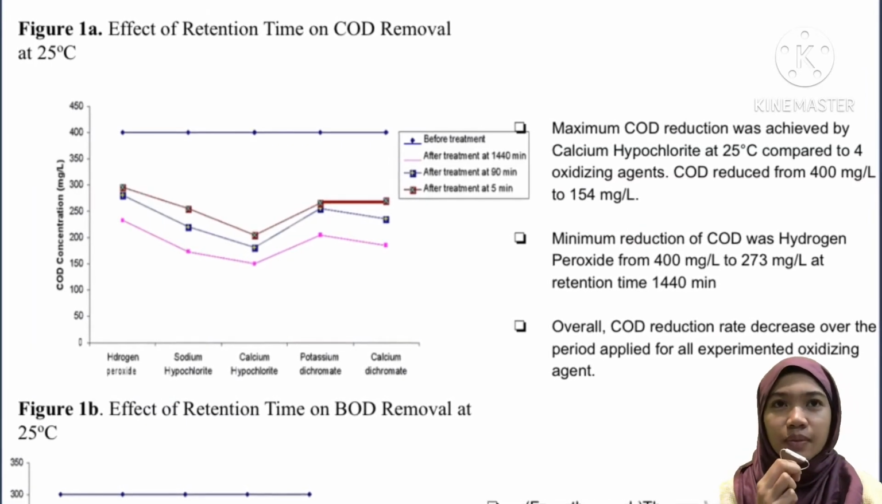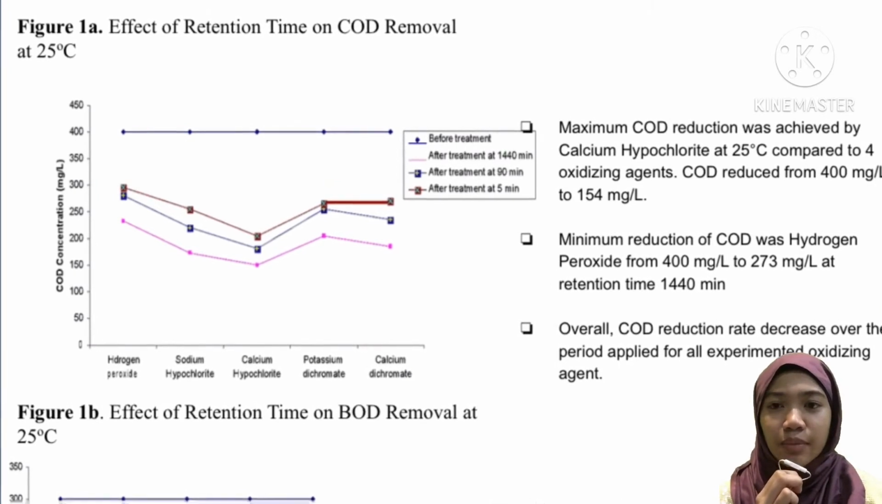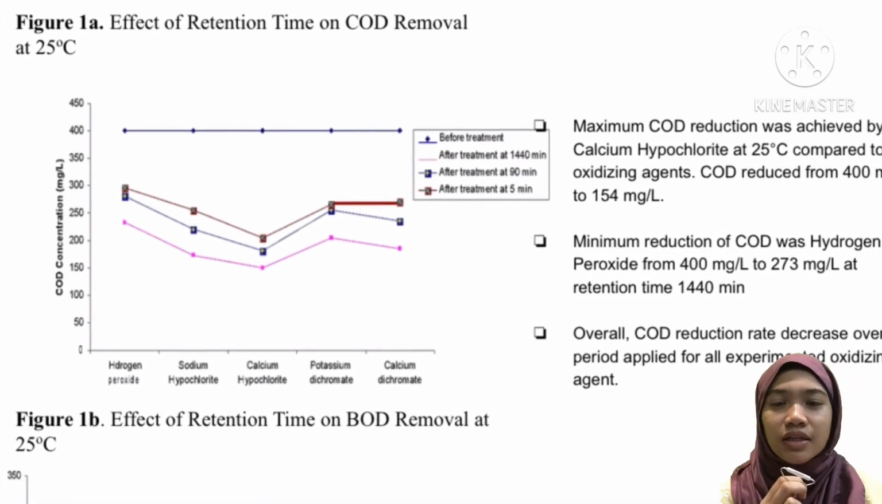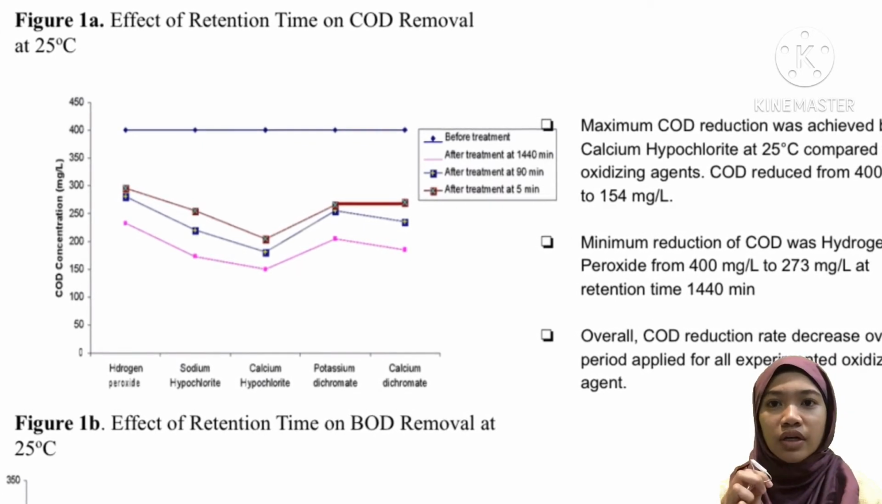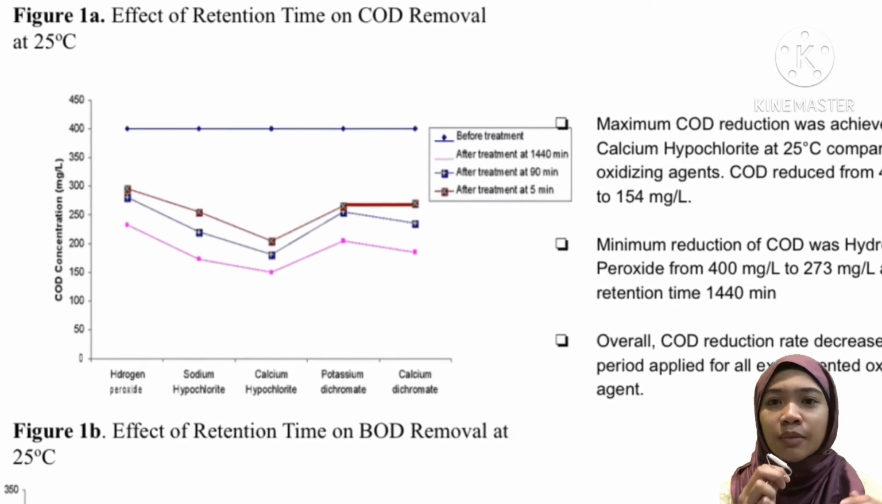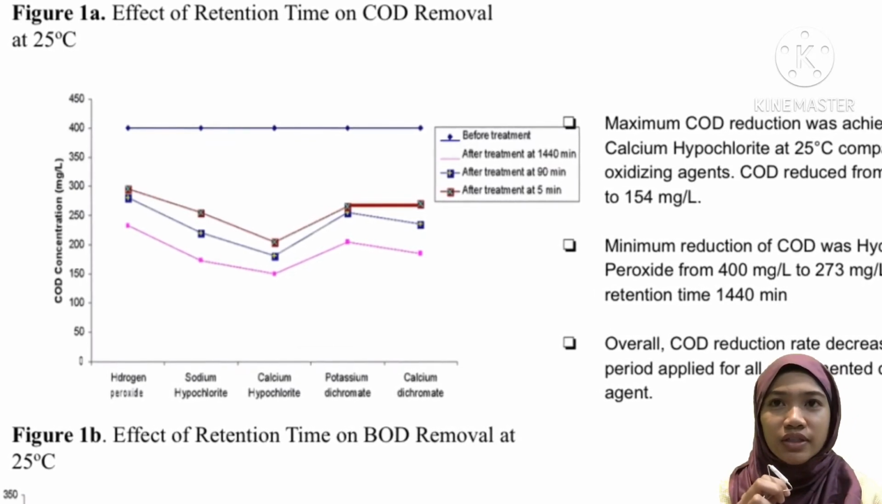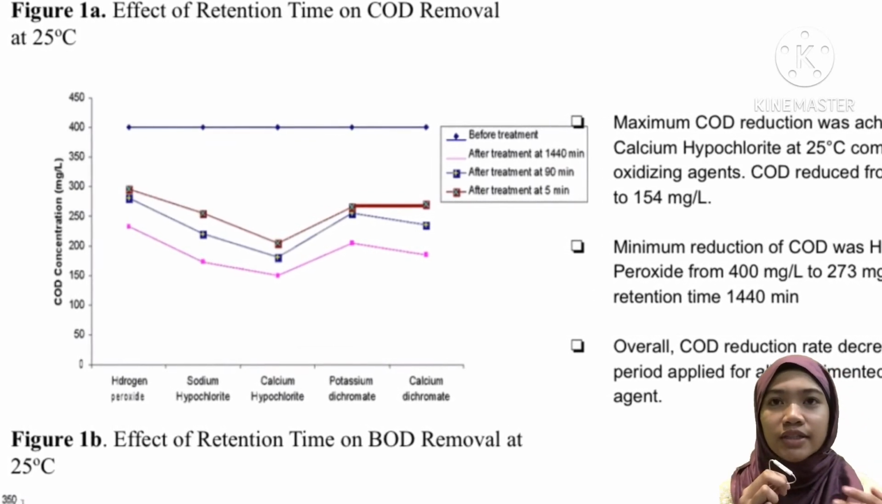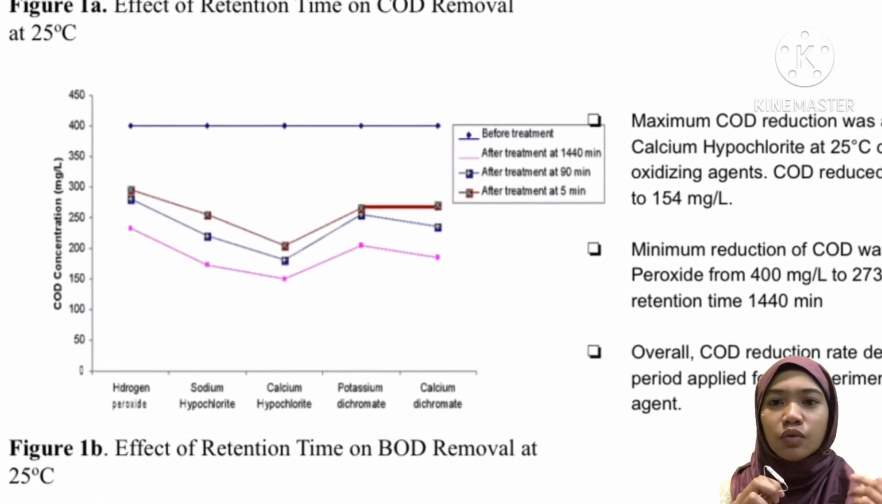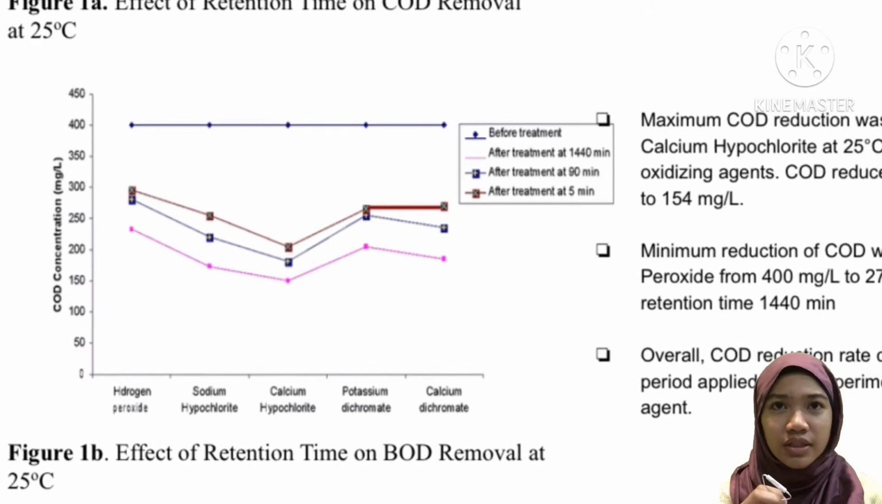This is the graph about the effect of retention time on COD removal at 25 degrees Celsius. As we can analyze from the whole graph, the maximum COD reduction was achieved by calcium hypochlorite at 25 degrees Celsius compared to the other 4 oxidizing agents. COD reduced from 400 mg per liter to 154 mg per liter.